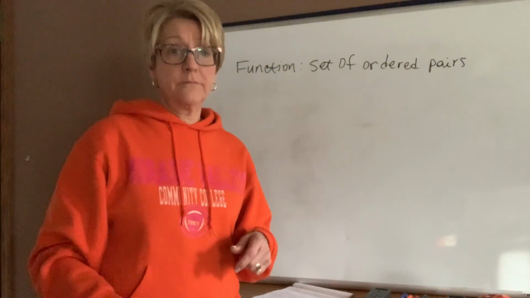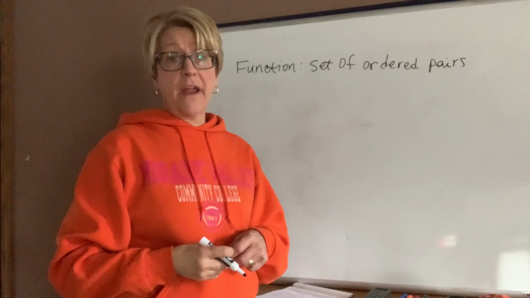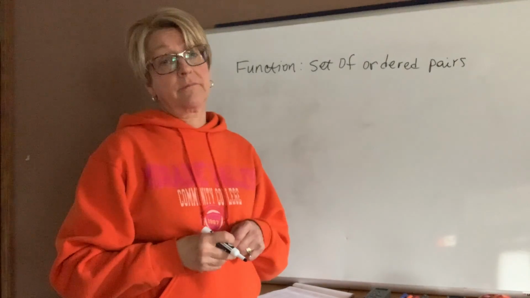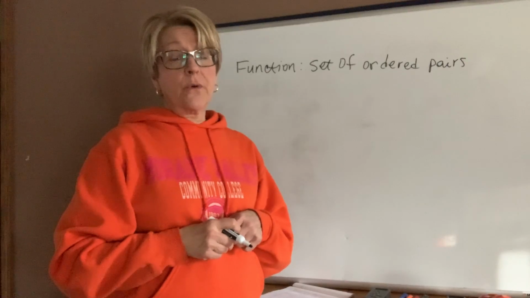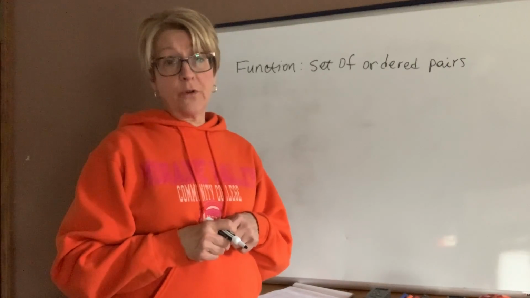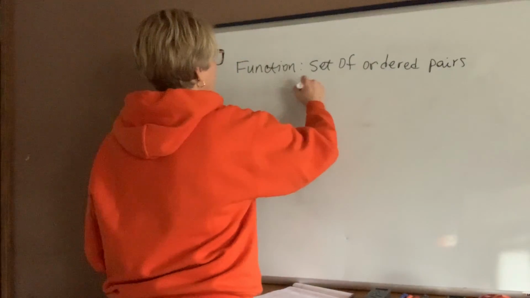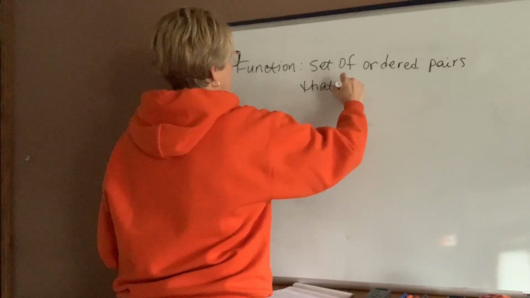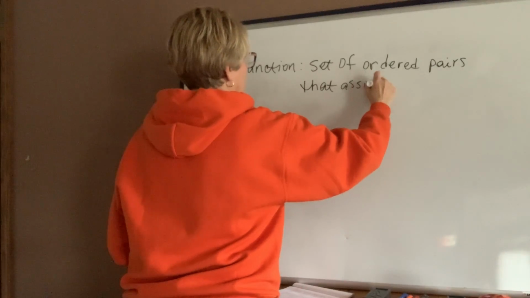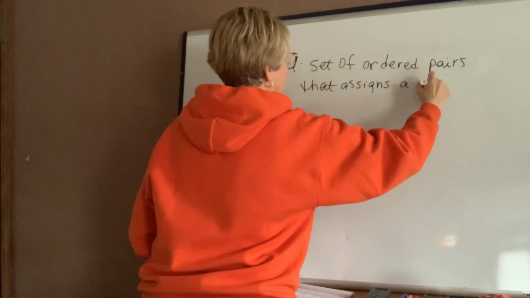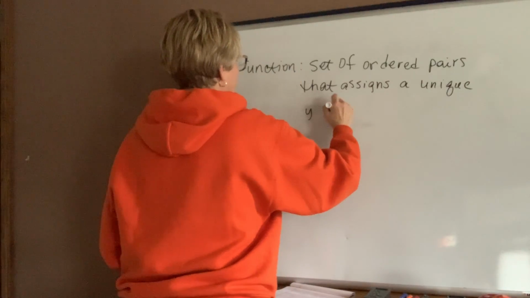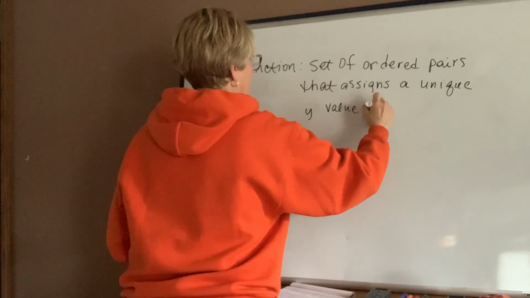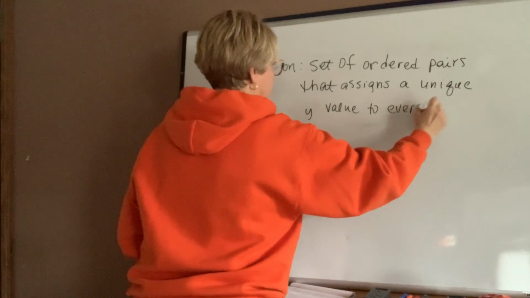And what are ordered pairs? Points, right? X is X and Y. Pairs of X and Y coordinates. So a function is a set of ordered pairs that assigns a unique value, a unique Y value, to every X value.